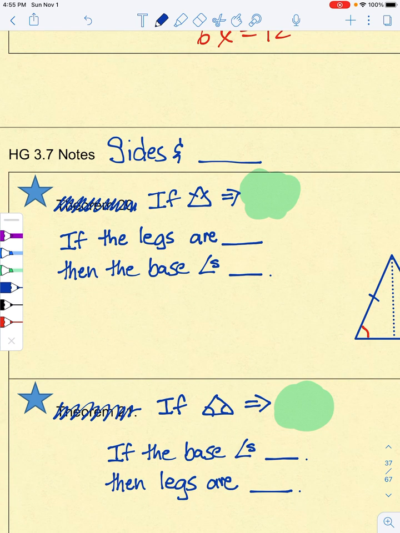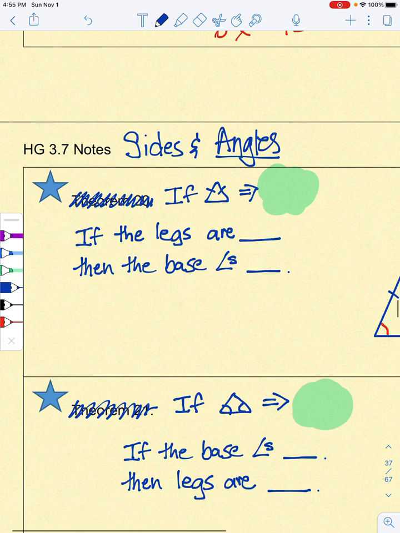Today's title is Sides and Angles. And let's start off with a really simple one. This is like a little pictograph. Two quick theorems.